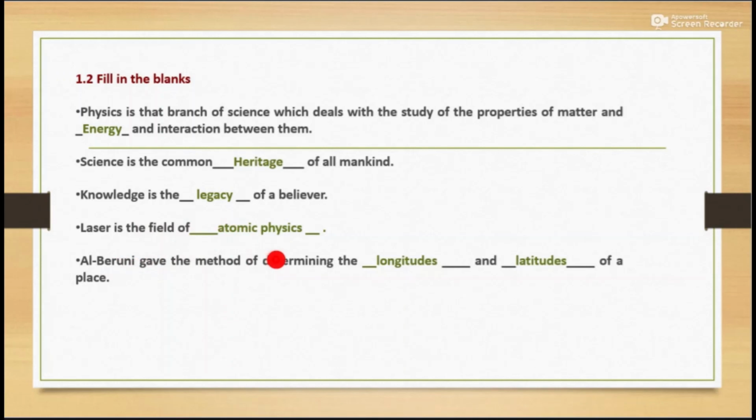Al-Biruni found the method of determining the longitude and latitude of a place. What are longitude and latitude? Longitude and latitude mean that the Earth is divided into sides: south, north, east, west. The distance from south to north we discuss in latitude, and the distance from east to west is called longitude.